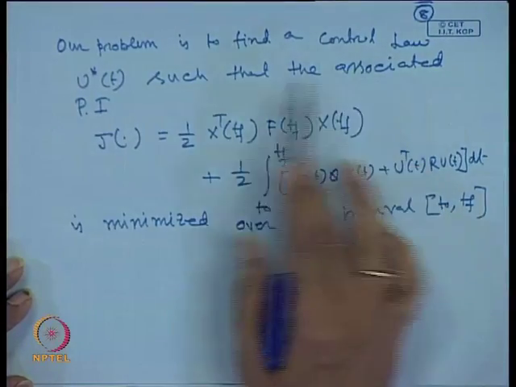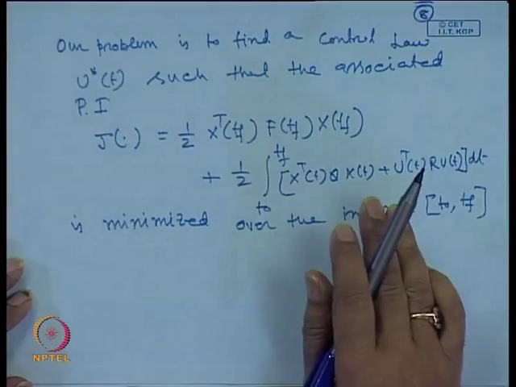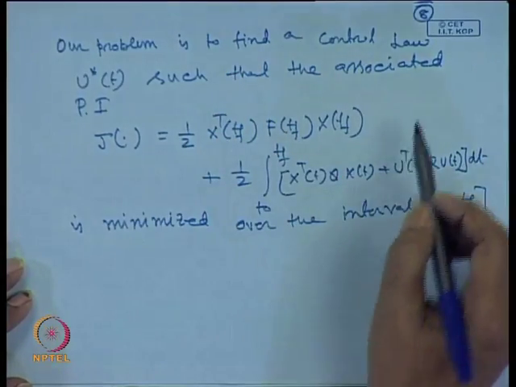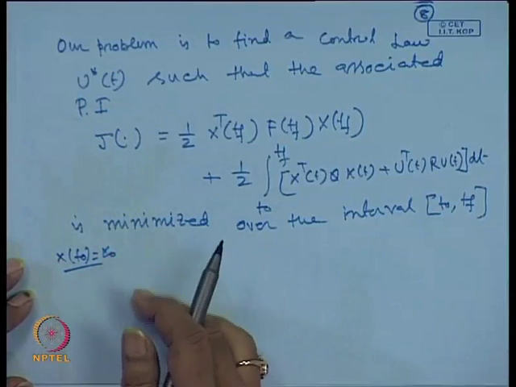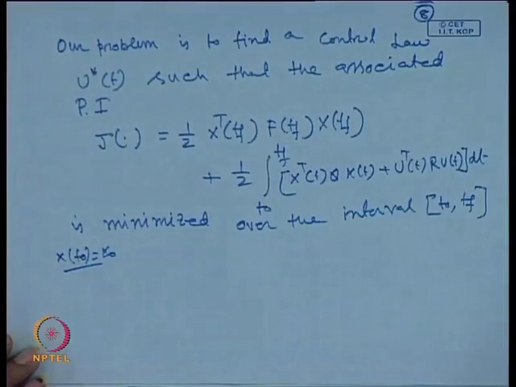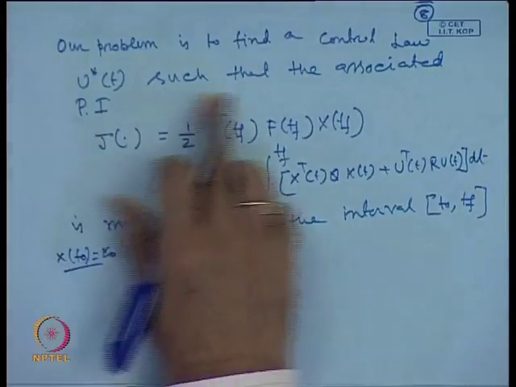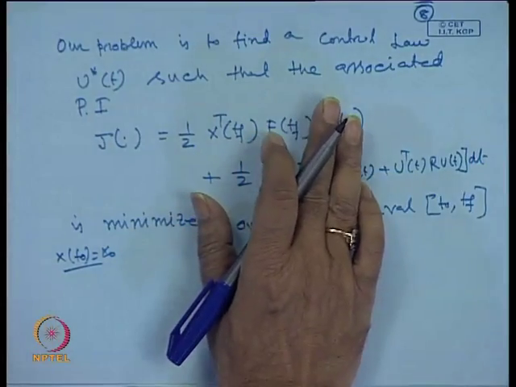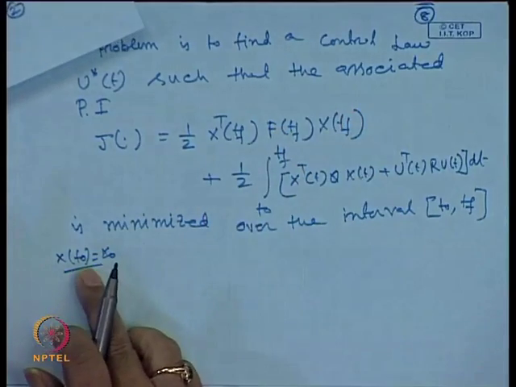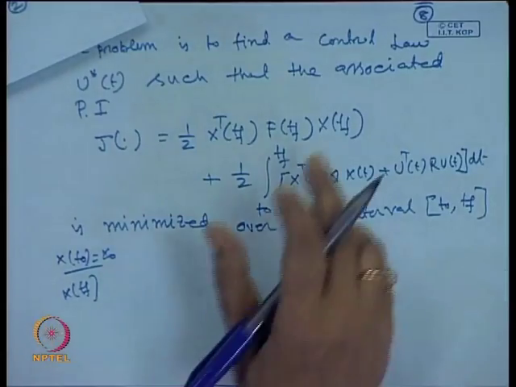So, our problem is to find a control law u such that the performance index is minimized, and the control law will drive the state from the initial state x of t0 to the final state x of t_f, near to the origin or near to zero. So, that is our problem. Once again I state the problem this way: find out the control law u of t in such a way that this performance index is minimized. In other words, you find a control law u that will drive the state from the initial state to the final state x of t_f, which is close to our origin or zero.